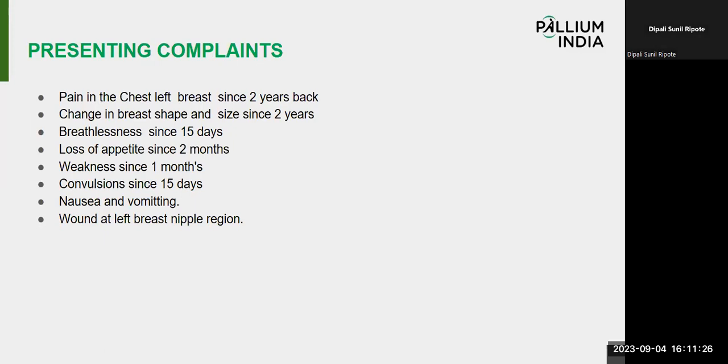Present complaints of my patient are pain in the chest, left breast since 2 years, change in breast shape and size since 2 years. She has breathlessness since 15 days, loss of appetite since 2 months, weakness since 1 month, and convulsion since 15 days. She has nausea and vomiting and a wound at the left breast nipple region.